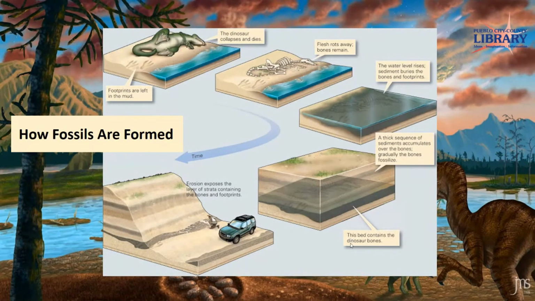And then when there are earthquakes and shifting of the land combined with erosion from wind and water, that layer gradually gets brought back up to the surface and parts of the bones may be exposed, and that is how we find them. So in here we can see the bones are preserved as well as the footprints.